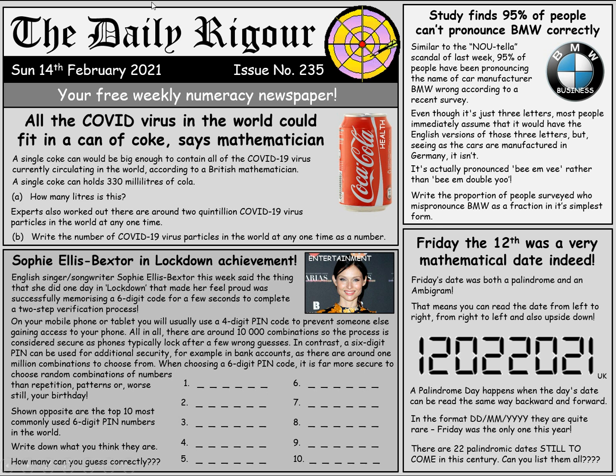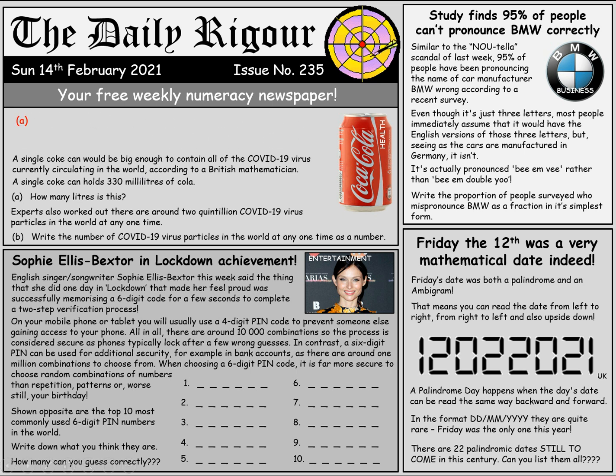So, our health story, first of all, I thought it was a really interesting one. A British mathematician has claimed that all the COVID-19 particles in the world present at any one time can all fit within the contents of a can of cola, which of course contains 330 millilitres. So first things first to kick us off, how many litres is this?